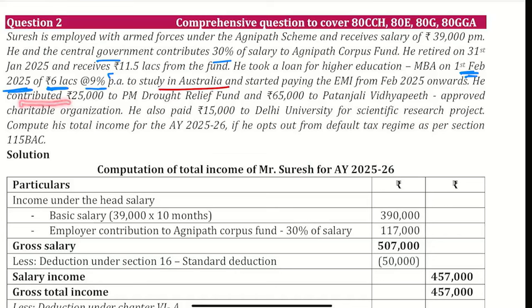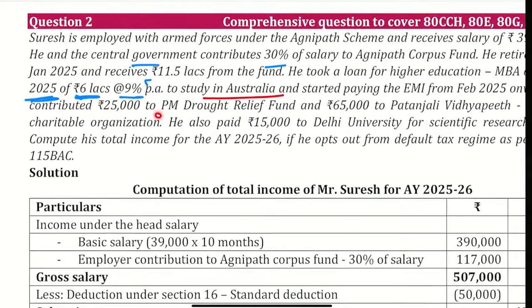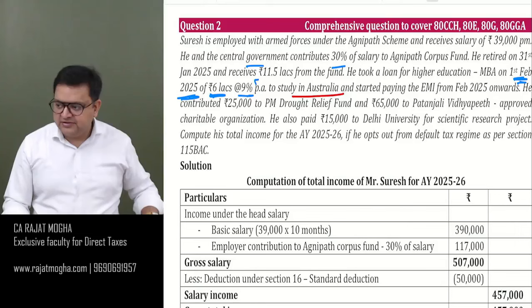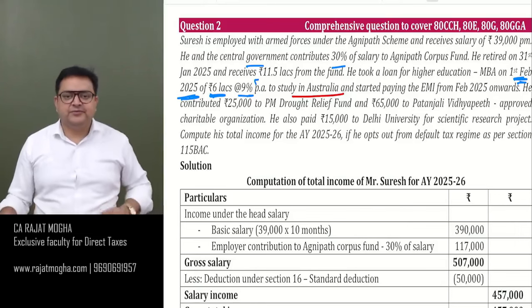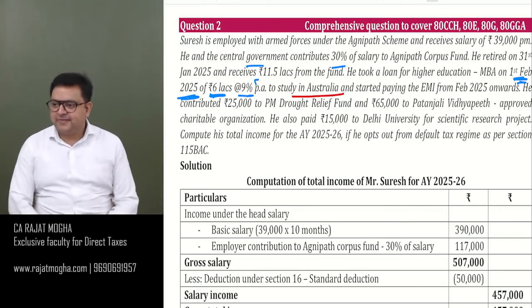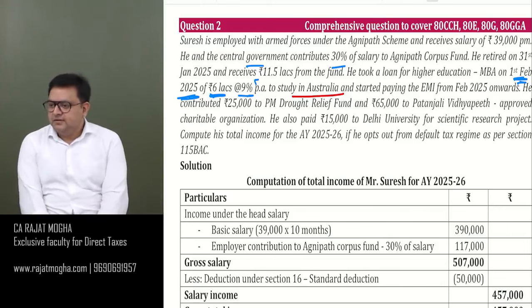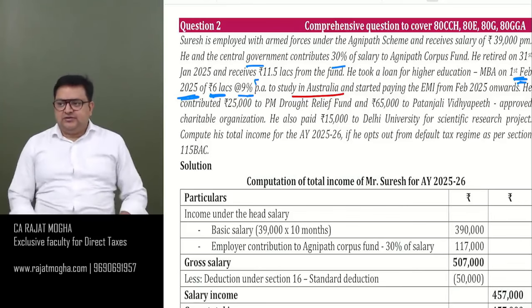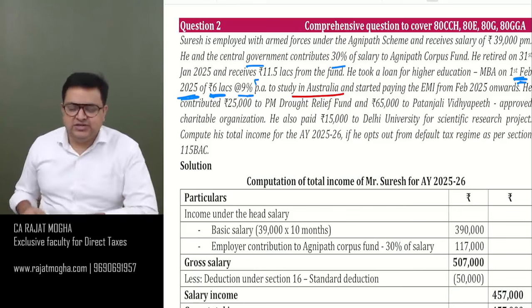Now, he contributed 25,000 to Prime Minister Drought Relief Fund and 65,000 to Patanjali Vidyapeeth, an approved charitable institution. Guys, if you remember the section number, where you get the deduction of the donation which you make? Anybody remember the section number? Correct. 80G. Correct, Shagna, Aditya. Correct? 80G.